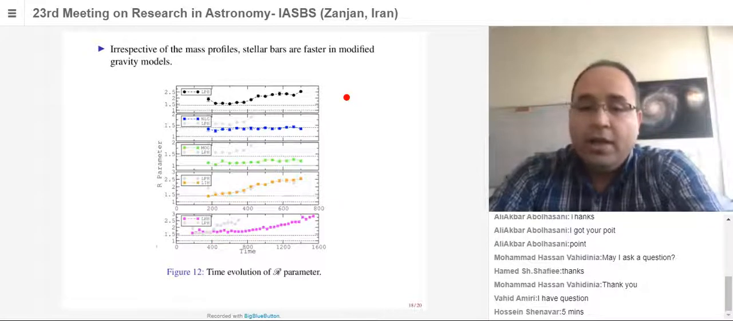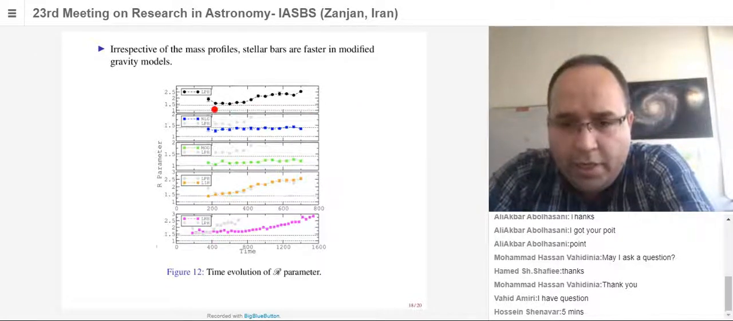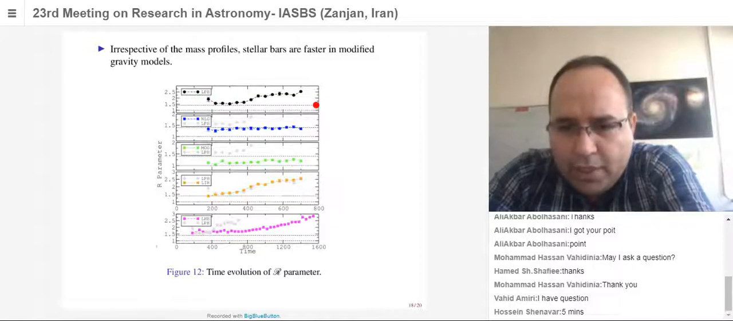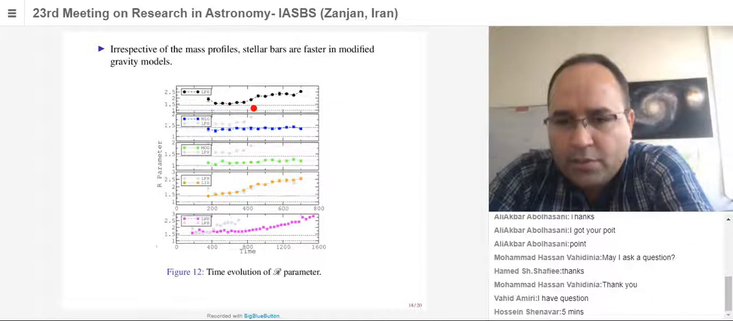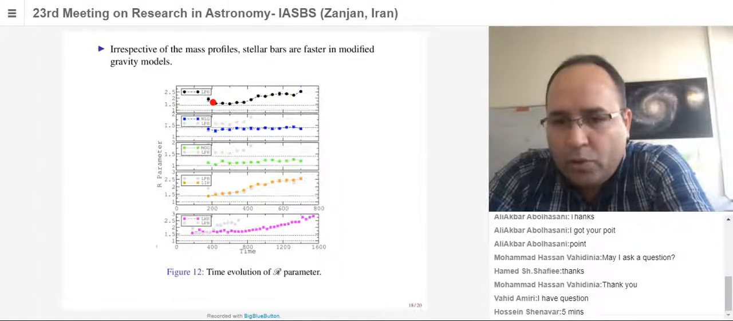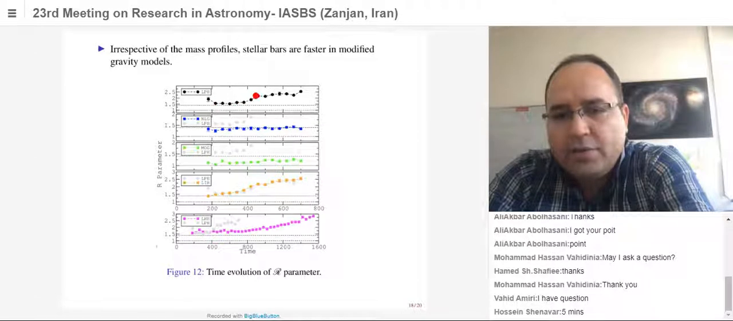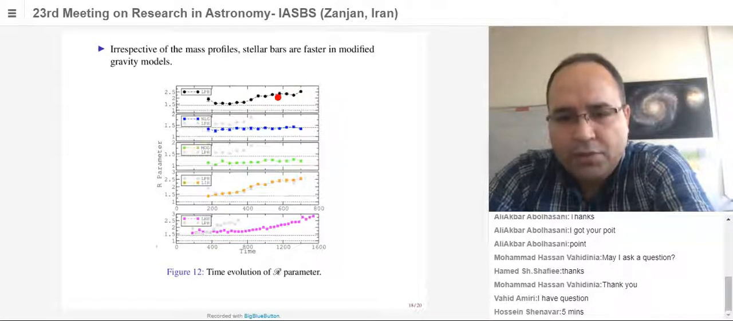Okay, and here, as you see, for Plummer halo, let me mention that these two dashed lines mark the fast bar regime. Observations lie in this regime. In our dark matter model, we see that the bar starts slow in the beginning, and it remains slow during the whole simulation time.